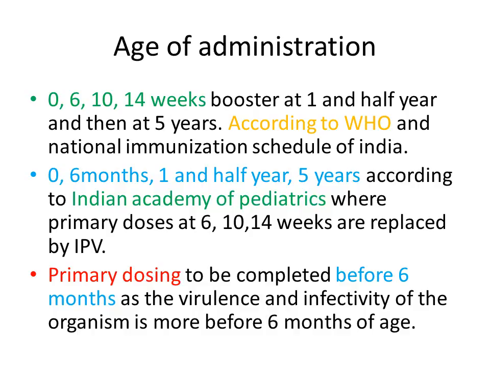The primary doses at 6, 10, 14 weeks are replaced by injected polio vaccine in the Indian Academy of Pediatrics guidelines. So primary dosing, either by injected polio vaccine or by oral polio vaccine, is to be completed by 6 months of age, as the virulence and infectivity of the organism is more before 6 months of age.